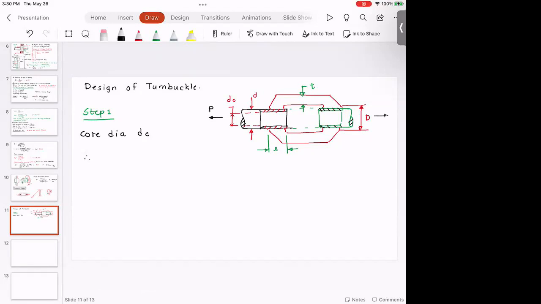If you design the turnbuckle, they will give you the value of P, which is the load in kilonewton. They will give you the values of sigma T, sigma C, tau, and you have to find out the dimensions. Core diameter: sigma C or sigma T is equal to P divided by pi by 4 DC square. From here, you should be able to find out the DC.